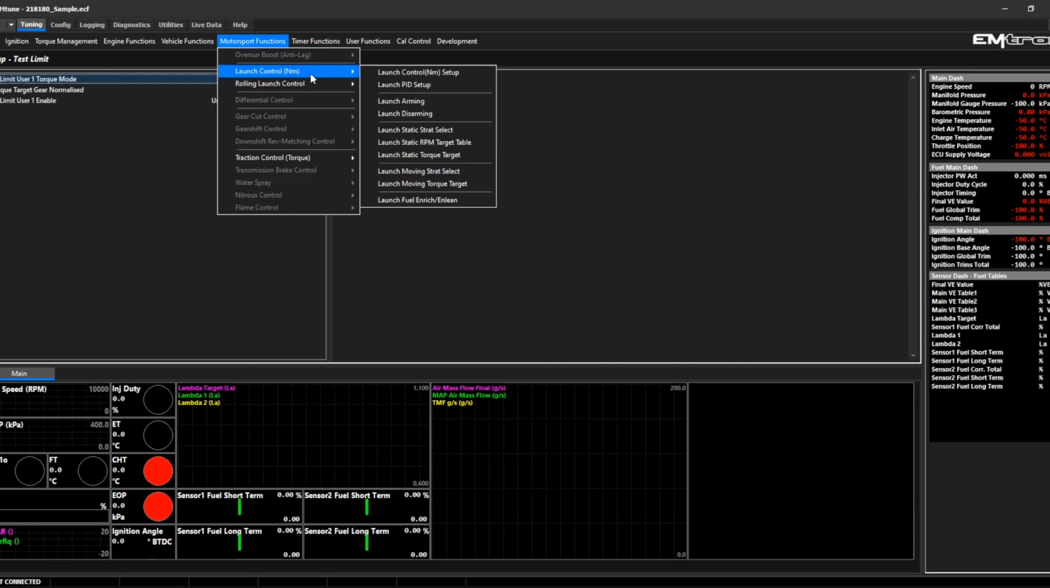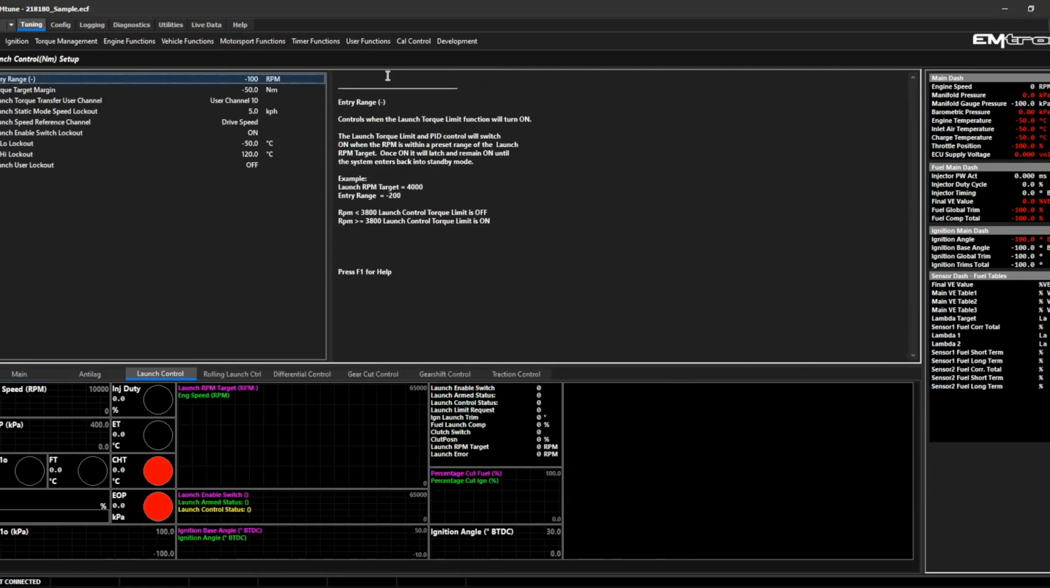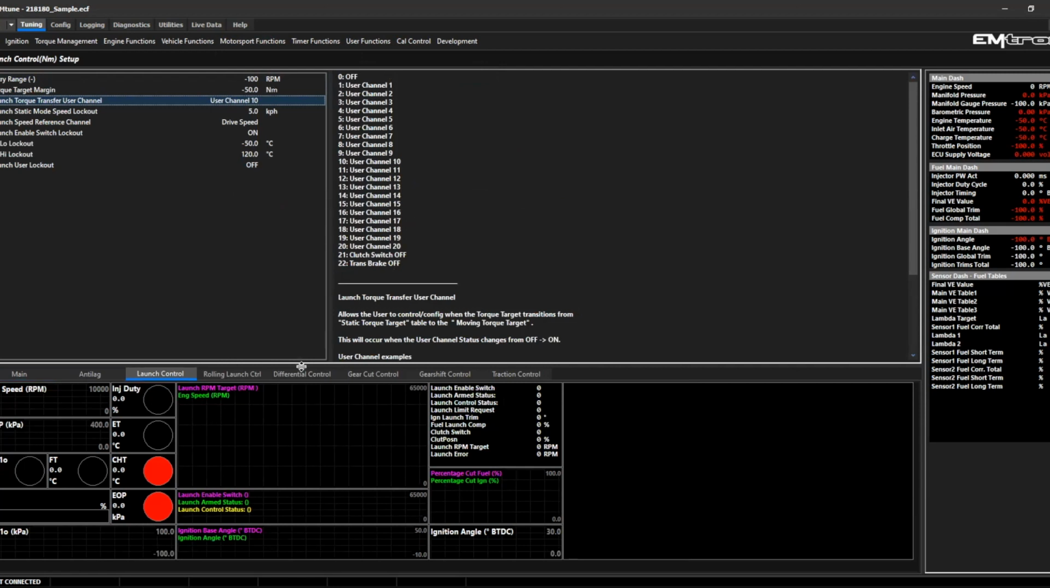Now with the launch control and traction control, those functions are essentially reporting to, and abiding by, a strategy system. All of the other functions in launch control are the same as previously, except we have added a couple of different conditions to the transfer user channel to allow you to save a user channel, if you will. We've just added clutch switch off and trans brake off. We can add some more to that if needed as well.